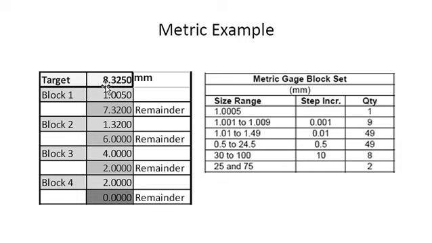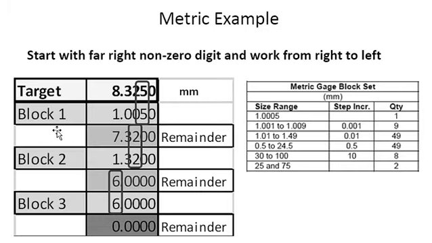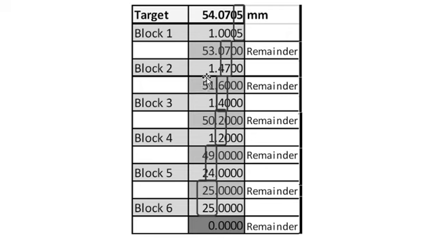Metric example, 8.3250 is your desired height. We choose and select the gauge blocks. The minimum number of gauge blocks is better. And you're going to stop when the remainder is 0. And this is showing you step by step how to do it. And here is the entire calculation, okay? Desired height, selection of the first gauge, selection of the second, third, fourth, fifth, and the sixth, remainder 0, and this is your stack. And we call this a gauge block stack.